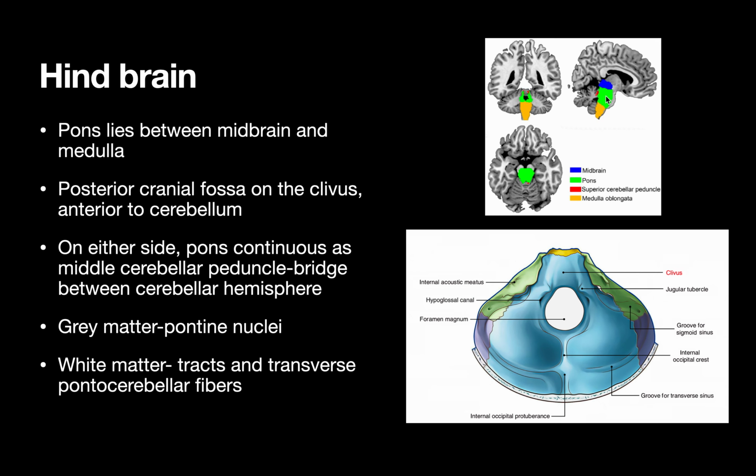On either side, the pons is going to be continuous as the middle cerebellar peduncle, and it is going to be the bridge between the cerebellar hemispheres. So here's the cerebellum, here's going to be that bridge, here is the pons. The pontine nuclei are going to make up the gray matter, and then the white matter is going to be all the tracts.